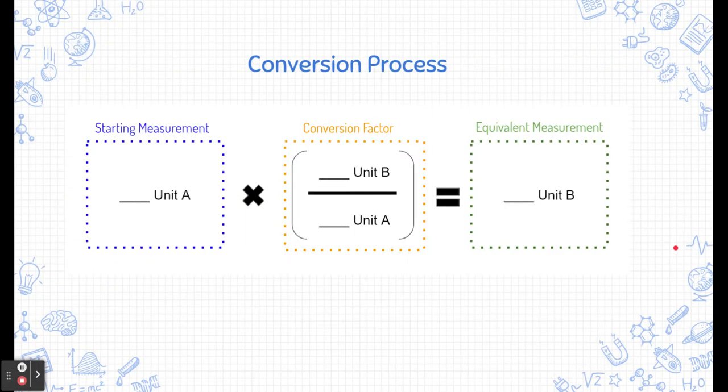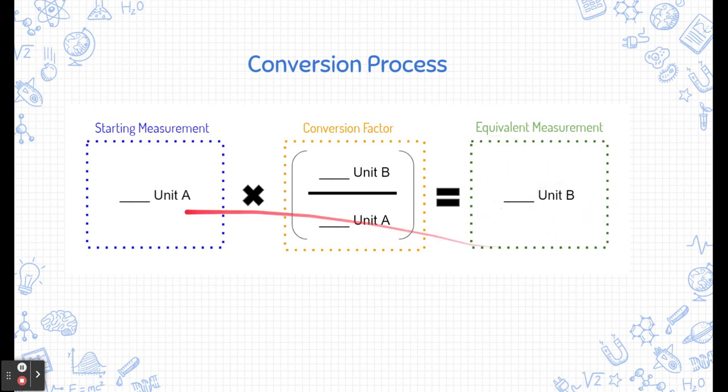This is the conversion process, and something you should take some time to write down and learn how to use appropriately. This conversion process is very simple, and it's going to help guide you through each of the different unit conversions. First, we have a starting measurement. This is what's given to us in the problem, and unit A represents the unit that we're starting with. Eventually, we're going to convert it to an equivalent measurement in unit B.